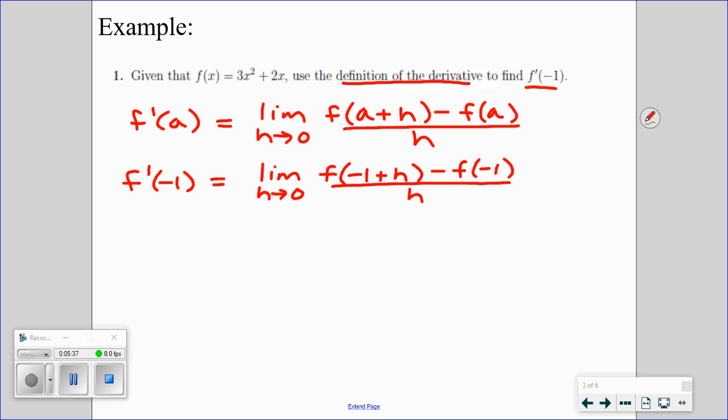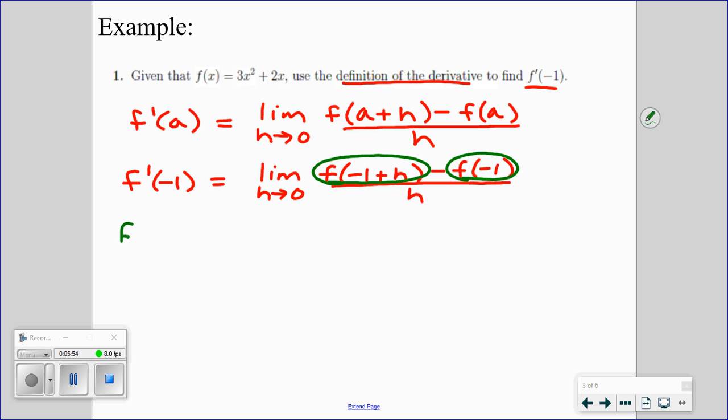And then we're going to do some substituting. Okay, so we have got to find these two values. We've got to find f of -1 plus h, and we have to find f of -1. Okay, so let's do that.